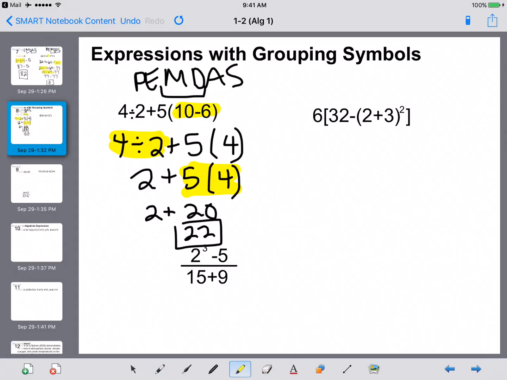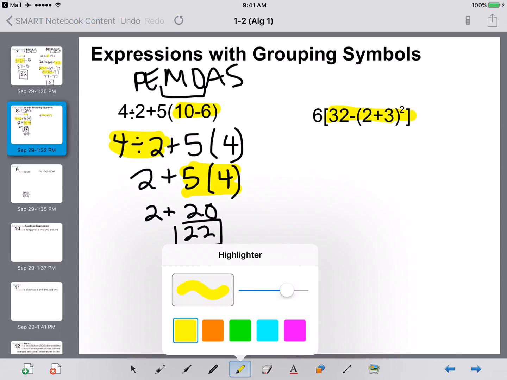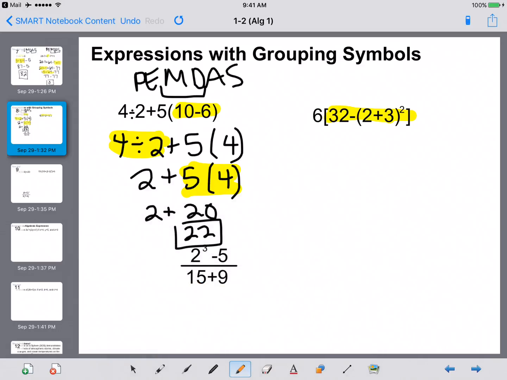Over here we've got 6 parenthesis 32 minus parenthesis 2 plus 3 parenthesis squared parenthesis. Okay, so we can see we've got a big parenthesis chunk here. But then even within that, we have more parentheses. So our 2 plus 3 comes before that even. So we're going to write everything. 32 minus parenthesis, 2 plus 3 is 5, parenthesis, squared, within another layer of parentheses.